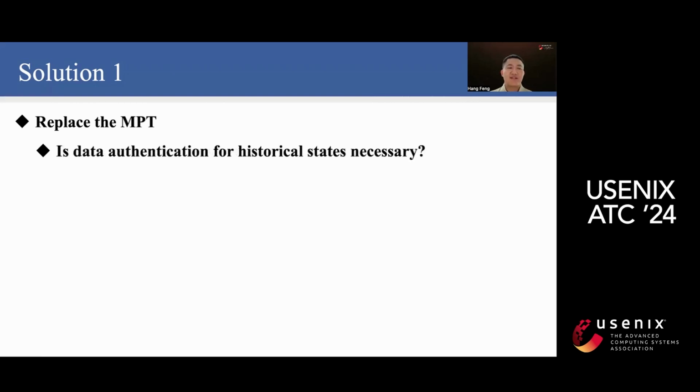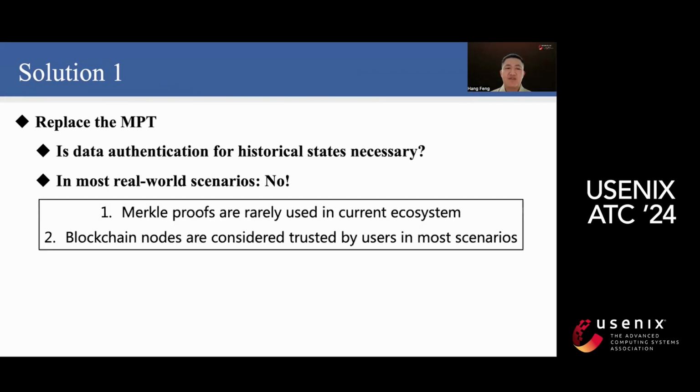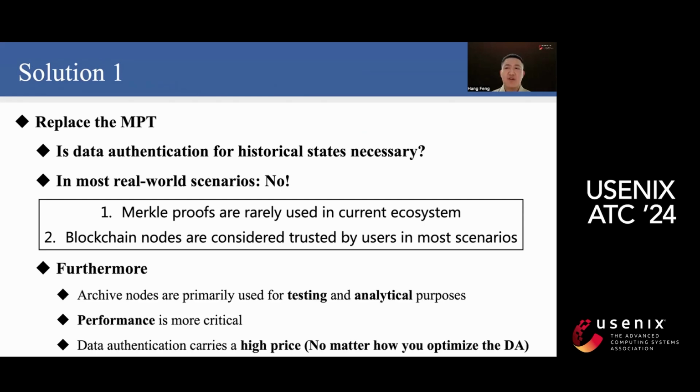Let's consider data authentication. Before we go further, we would like to answer a question: is data authentication for historical states necessary? In most real-world scenarios, the answer is no. We observe that Merkle proofs are rarely used in the current Ethereum ecosystem. Besides, blockchain nodes are considered trusted by users in most scenarios. Furthermore, archive nodes are primarily used for testing and analytical purposes, where performance is more critical.